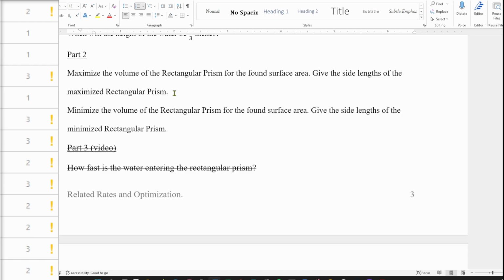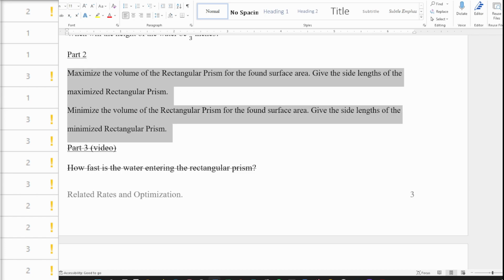Part 2, maximize the volume of the rectangular prism for the found surface area and give the side lengths of the maximized rectangular prism. And then do the opposite, right? Find the surface area, minimize the side lengths for the minimized rectangular prism. So this is pretty much what we had on our test, and we're just going to keep practicing that over and over. And then I've crossed out part 3 because, like I said, unfortunately, I do not have time to make this video.